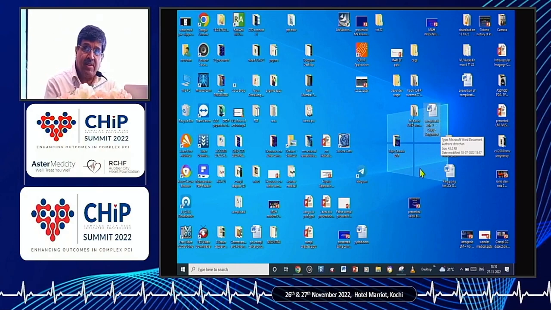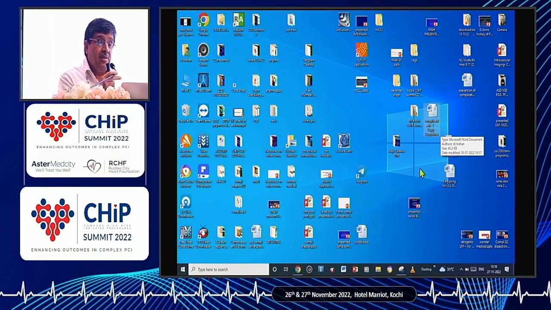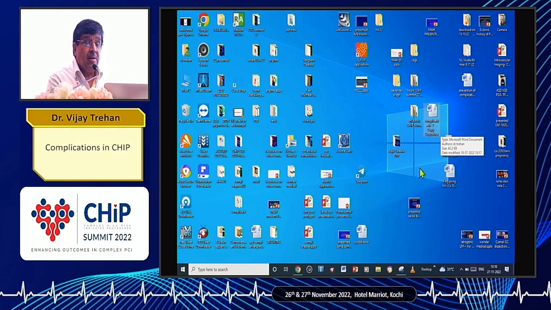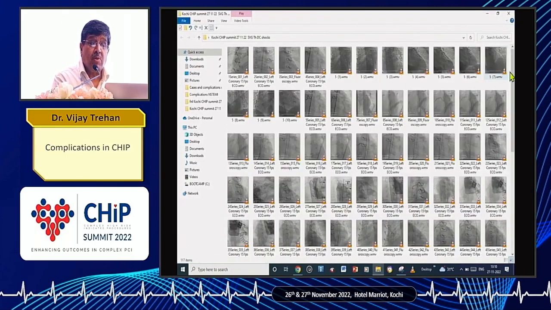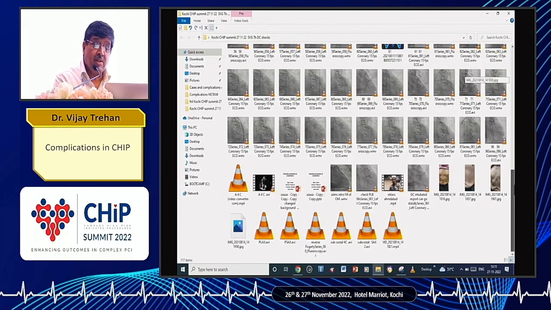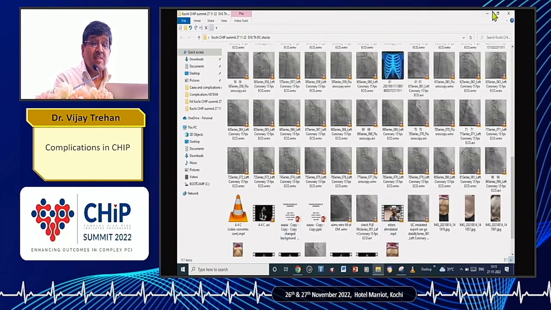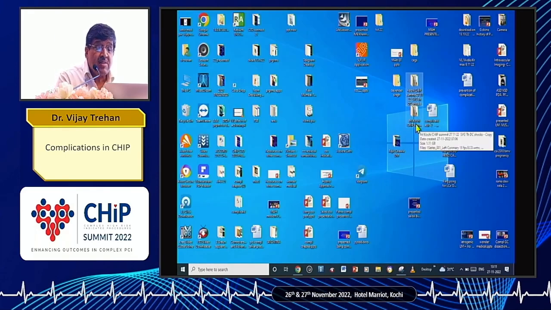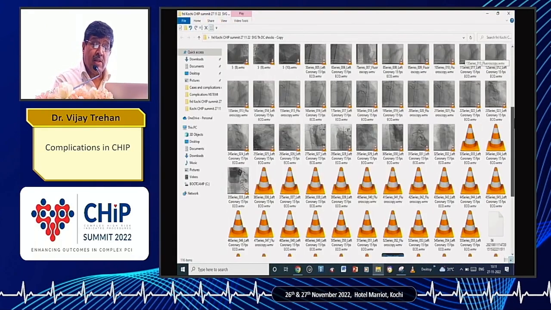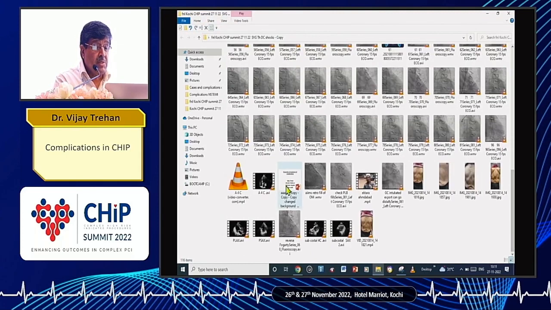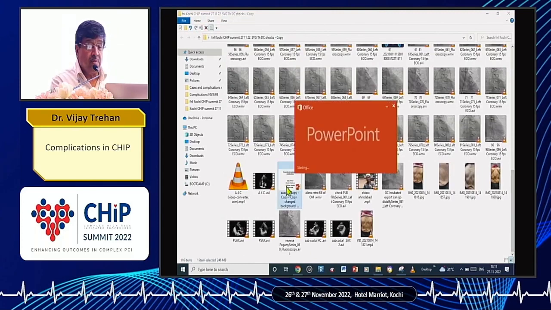I think the task given to me is to talk about complications in CHIP, and I was rather confused as to what I should talk about, because most of the time people will talk about perforations, stuck hardware. So I thought, let me just talk about a case which is maybe somewhat different from the usual.